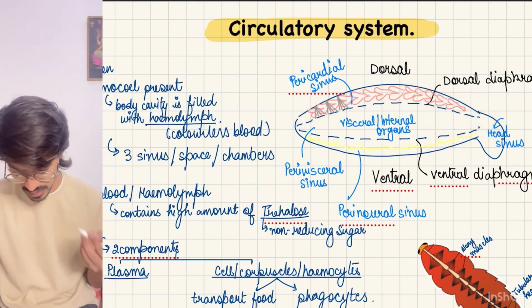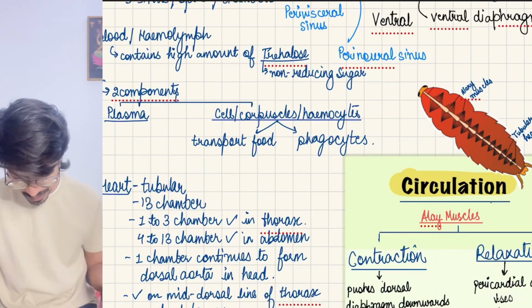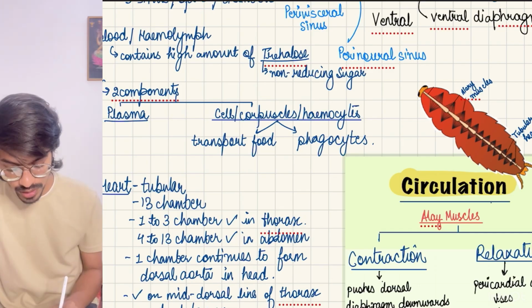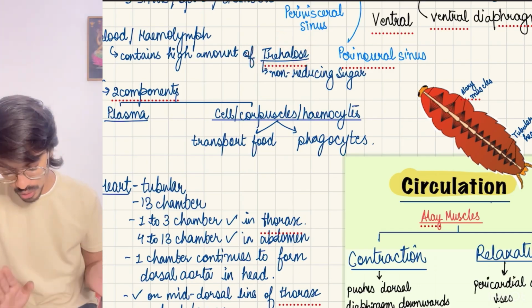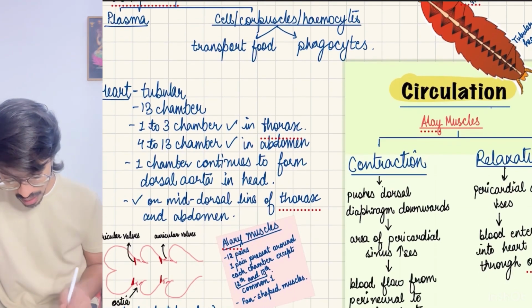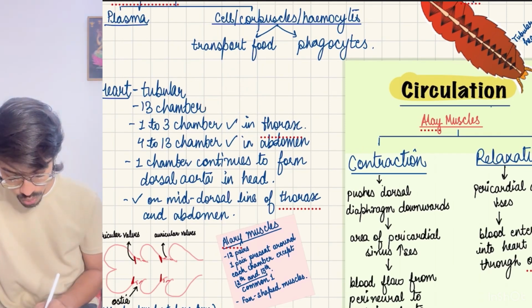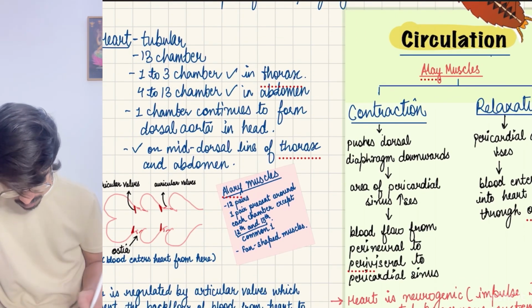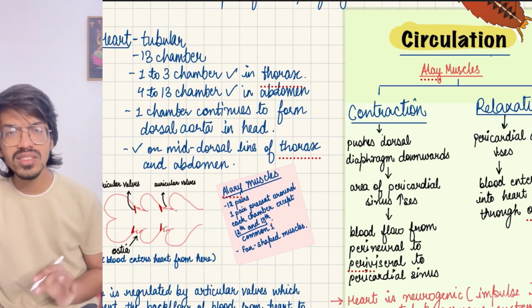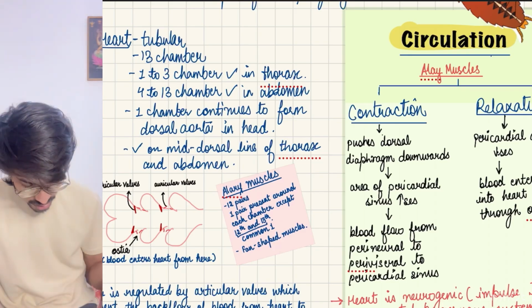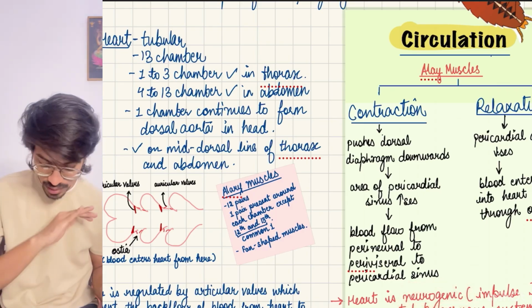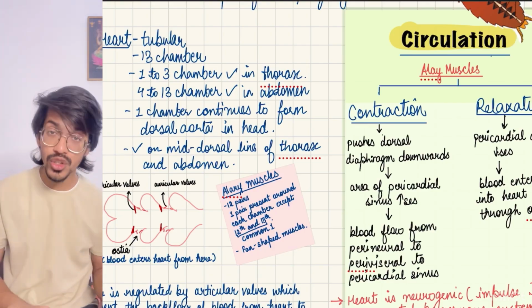Blood is being provided to everyone. Now the blood is also called hemolymph. It contains a high amount of trehalose, a non-reducing sugar. If you don't remember, no issues. Then comes the heart. We have a 13-chambered heart, chambers 1 to 3 present in the thorax, 4 to 13 present in the abdomen. How the heart works, contraction and all, is not in your NCERT. So we will just realize that the heart is neurogenic, meaning a nerve impulse will work for it. It is not myogenic as in the case of humans.